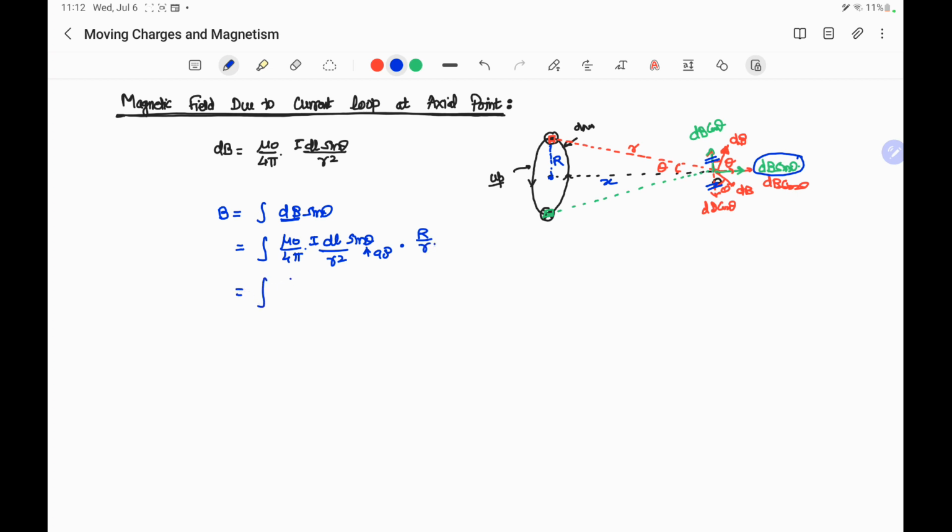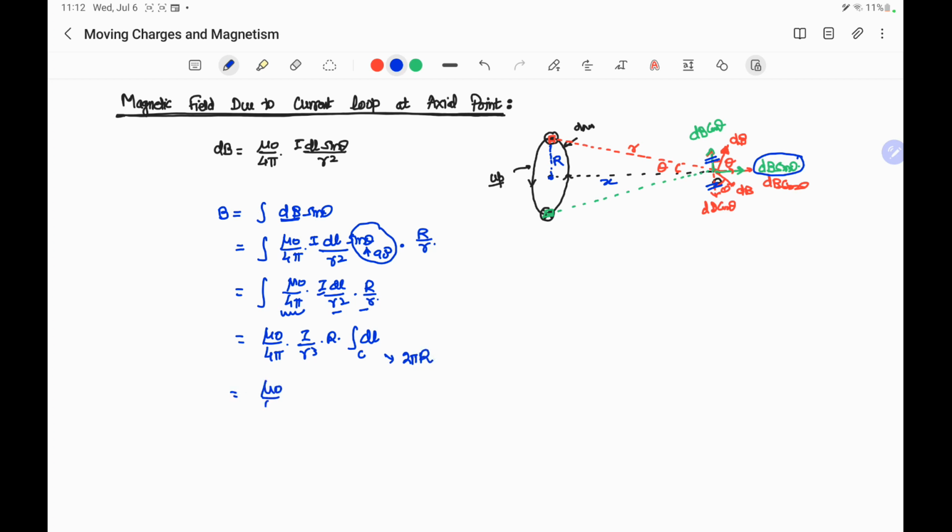So we can write it is the integral of mu naught by 4 pi I dl. This sin 90 is 1, divided by r square into R by small r, where constant terms are taken out. This mu naught by 4 pi is constant. I is constant for this integral. R and capital R are also taken constant. So we will have mu naught by 4 pi into I by r cube, this r square into r becomes r cube, into R, and integral dl. This integral dl is for a closed loop, so its value will be the circumference, that is 2 pi R.